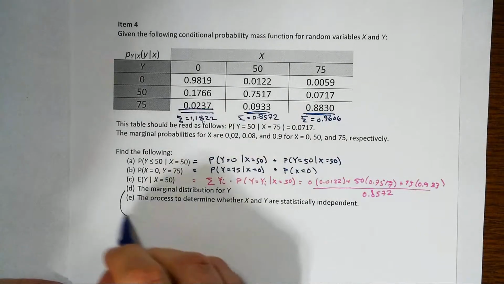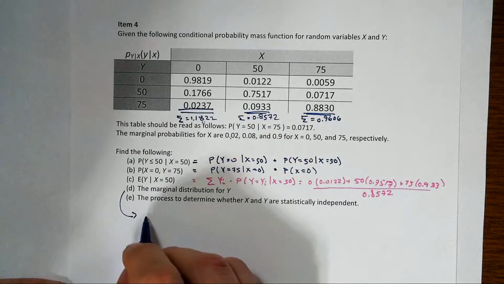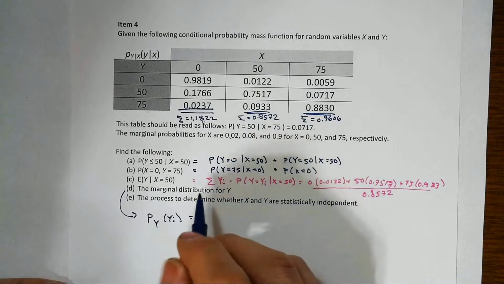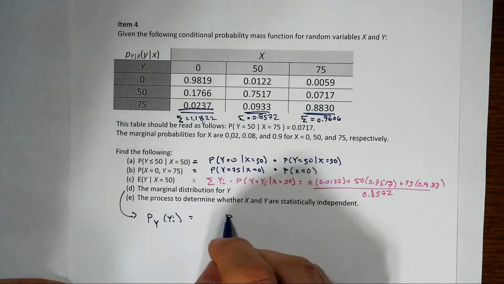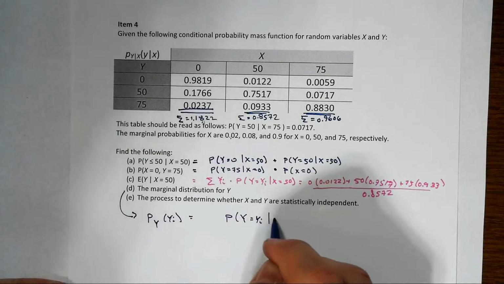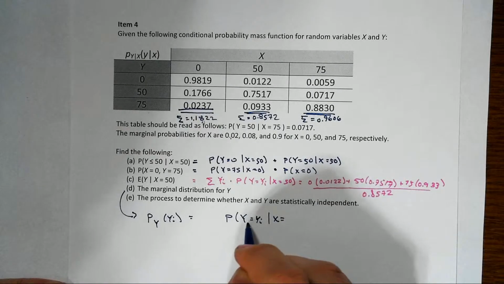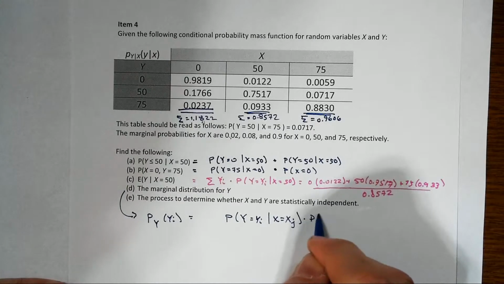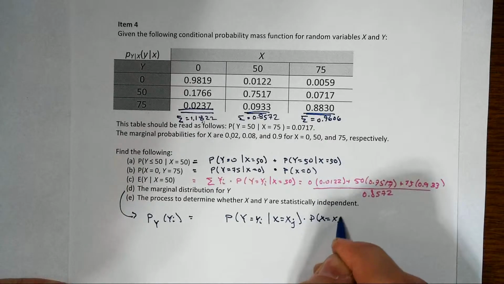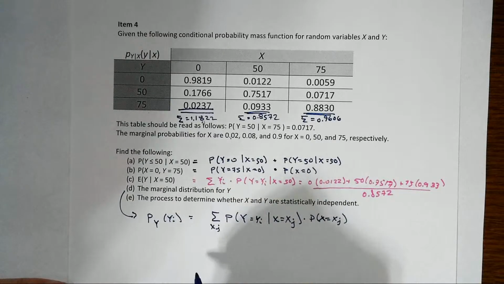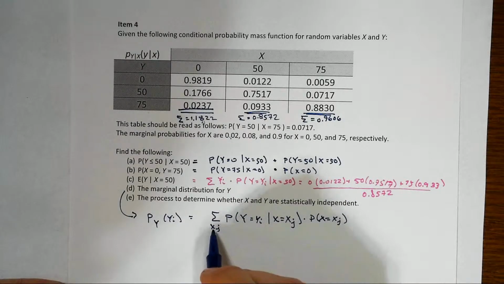The marginal distribution for y is a long, tedious process here, because it involves looking at all the different combinations that we might have. So for a specific y value, you would look at the conditional probability that y equals yi given that x is equal to whatever value it is, times that marginal probability, and then you'd have to sum over those various x outcomes.